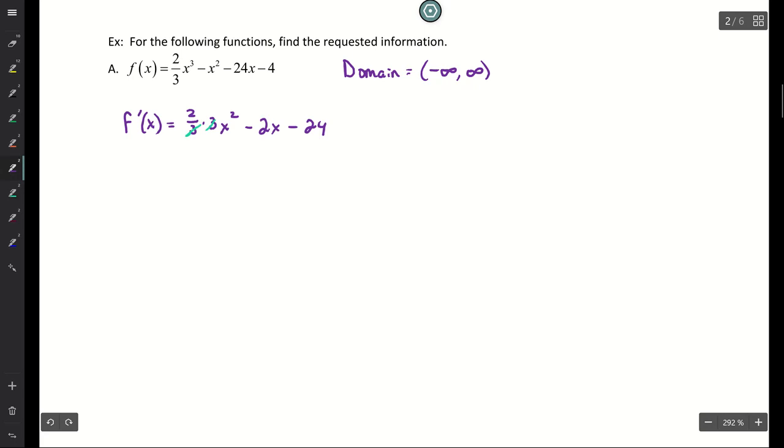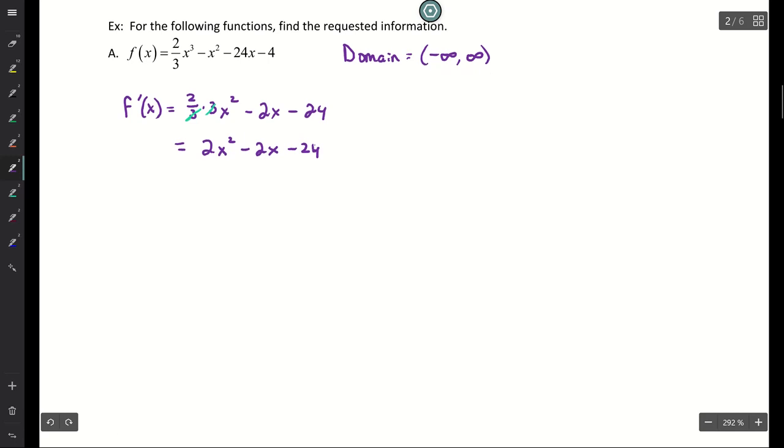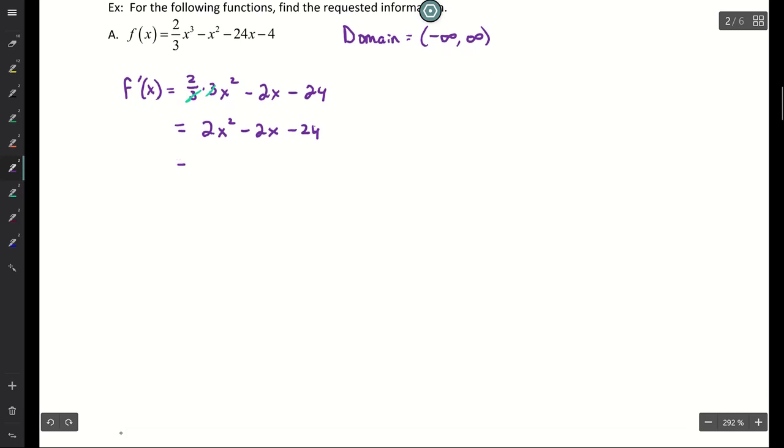Okay, from here, simplifying that, we're going to cancel these 3's. And then if possible, we'll see if we can factor our derivative. So we have 2x squared, and then minus 2x, and then minus 24. We notice that all those terms have a factor of 2 in common. So we'll pull out that factor of 2. That leaves an x squared minus an x, and then minus a 12. That's a trinomial that will factor further.